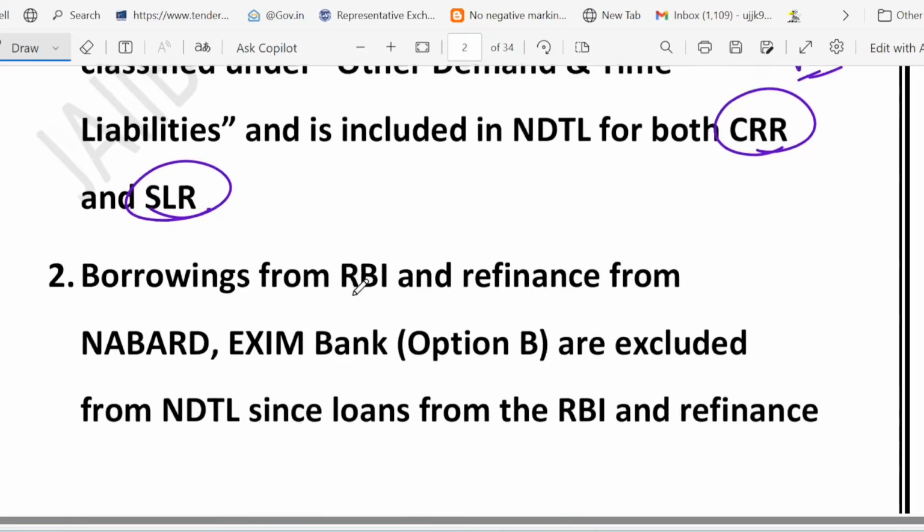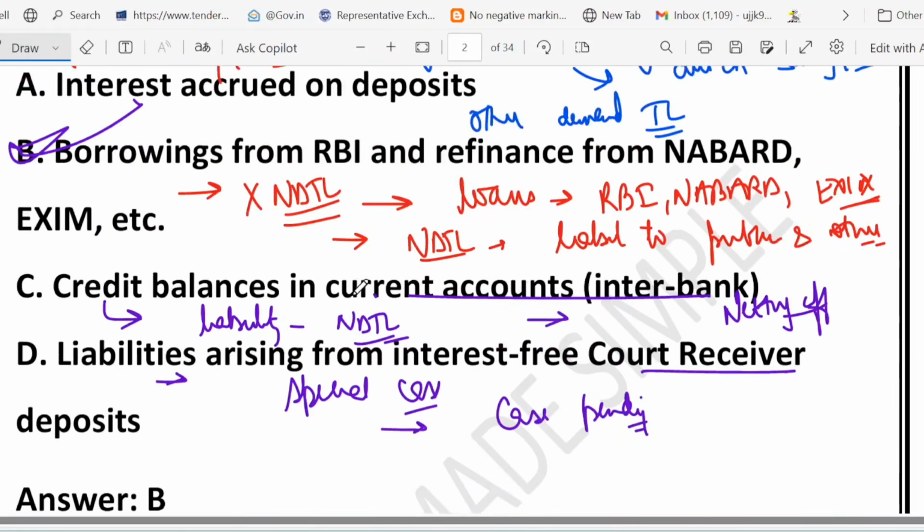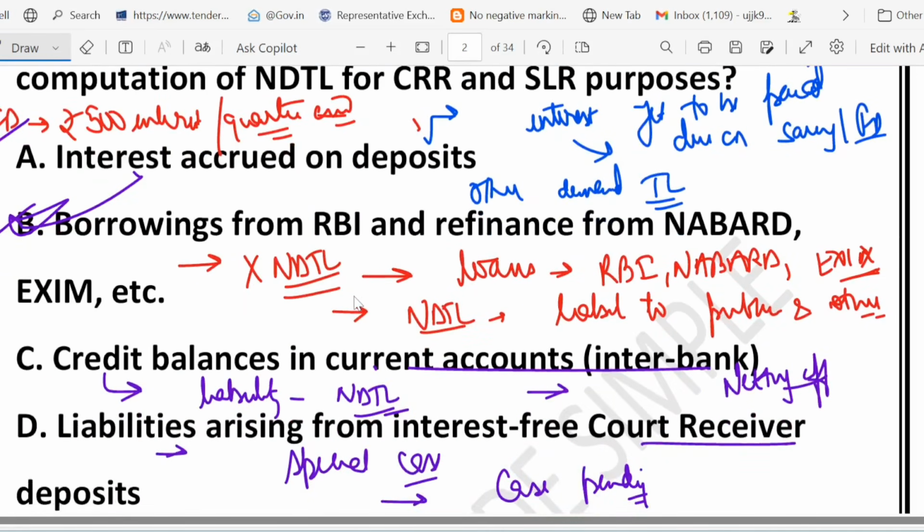And what is included in NDTL? Remember it, very very important. First of all, interest accrued, that means interest payable on deposits, is included. Then current account balance of other banks is included. But what is excluded? Borrowing from RBI, NABARD and Exim Bank are excluded. And there are some special cases like court receiver funds, which are excluded, right? Hope that this breakdown makes it super clear.